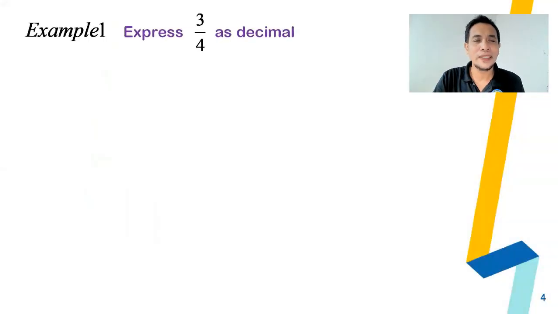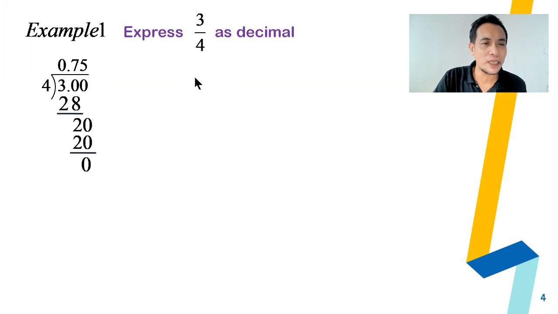Example number 1, express 3/4 as a decimal. We're going to change the fraction 3/4 to a decimal. So this is the process: 3 divided by 4. 3 is our numerator and 4 is our denominator. When we divide 3 by 4, of course 3 divided by 4 cannot be done, so we put 0 here. So 0 times 4, that's 0.